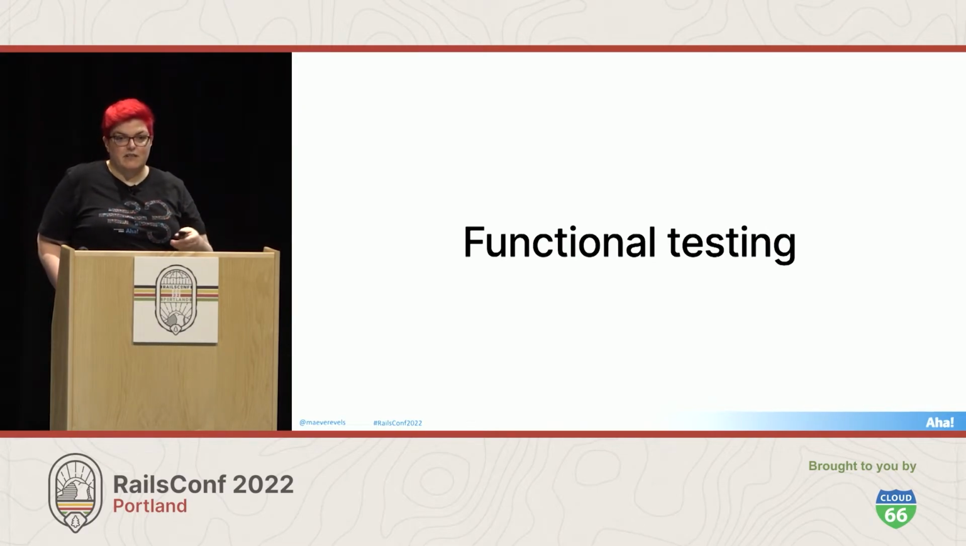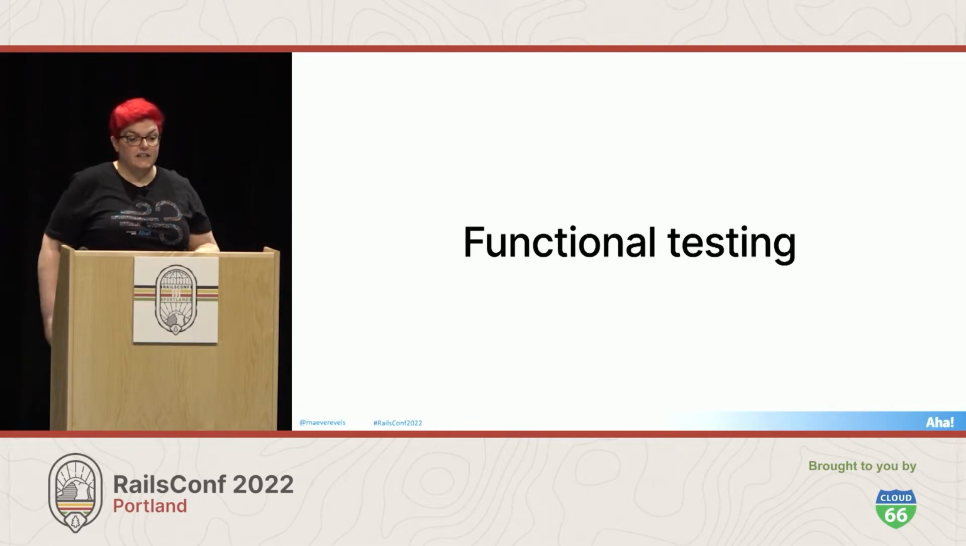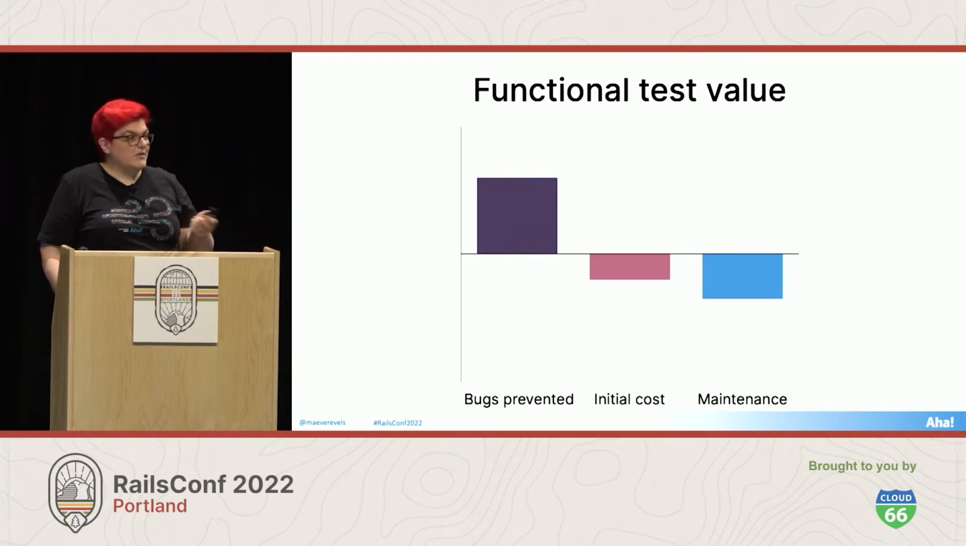These exercise a subsystem. It's units of code working together without going through the full stack. In Rails, controller tests are often functional tests. Tests for service objects are usually functional tests. In terms of test value, functional tests catch a lot of regressions, not quite as many as integration tests. They're cheaper to set up than integration tests because the test harness is usually more focused.